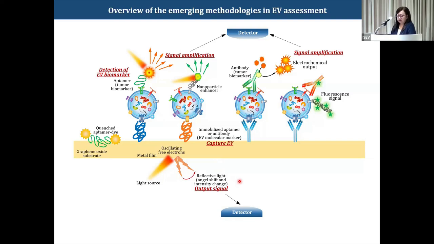So today I would like to give some examples on the methodology advancement made towards utilizing EVs in liquid biopsies for potential clinical practice.